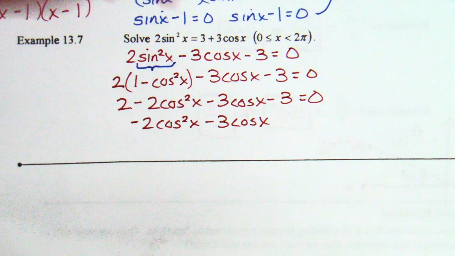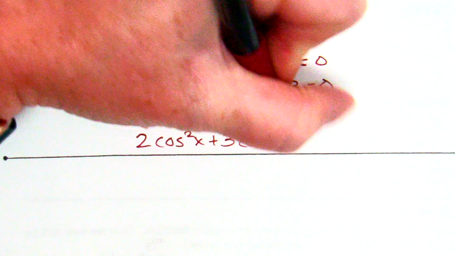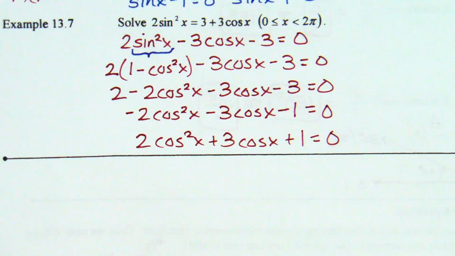If I'm going to factor again, I'd prefer a positive squared term. So I'm going to multiply everybody by negative: 2 cosine squared x plus 3 cosine x plus 1 equals 0. Regardless, that makes life nicer because it's positives. Okay, do you need the non-trig version of this to visualize? 2x squared plus 3x plus 1.